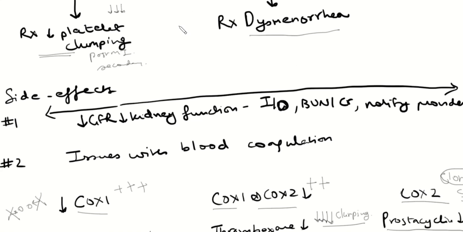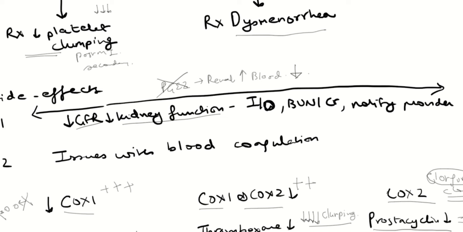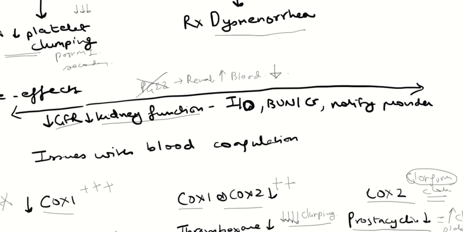Remember PGE2 with kidney blood flow and how it increases the renal blood flow? Well, what if I inhibit it? Well, the renal blood flow goes down. So your glomerular filtration rate goes down and kidney function goes down. Very, very important. A lot of patients are on these medications. A lot of people are taking these meds over the counter. As they're doing that, it is actually nephrotoxic.